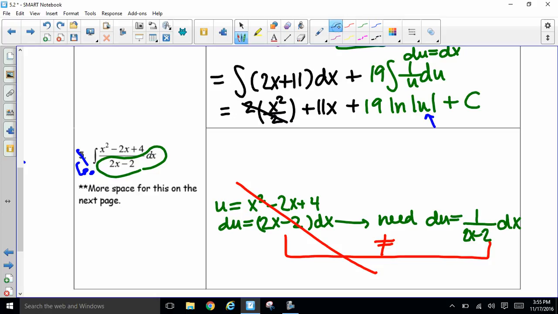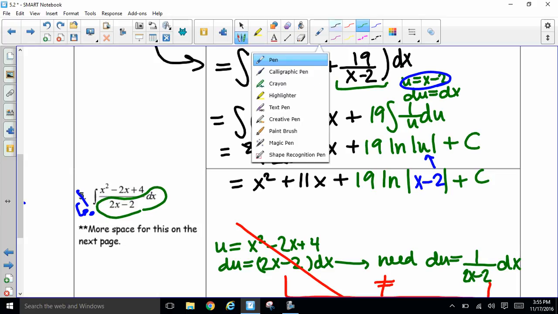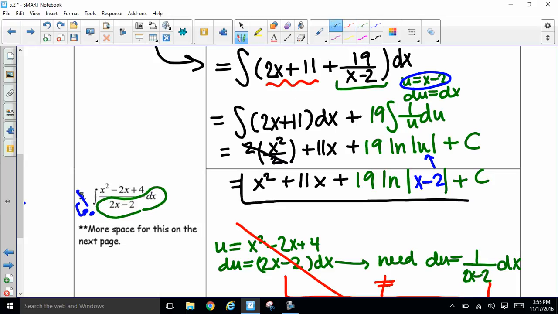Okay, so the final answer is going to be x squared plus 11x plus 19 natural log of absolute value, and go back and look at what u was. u was x minus 2. And then close your absolute values, and then plus c. So that's my final answer.